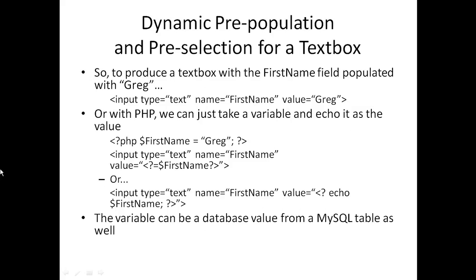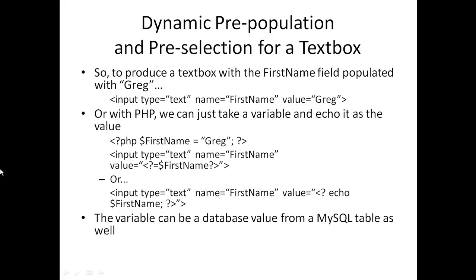Here's an example. To produce a text box with a first name field pre-populated with Greg, we use input type equal text, name equal first name, or whatever value for the variable you want to have, and then value equal Greg. Then we'll actually have a text box that will already have text in it with the word Greg. Or with PHP, we can just take a variable and echo it as the value.